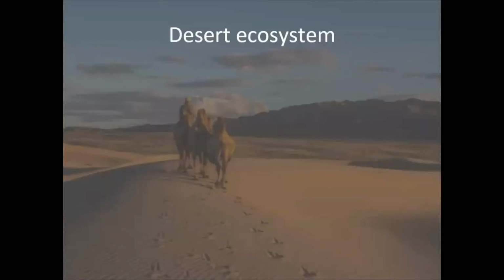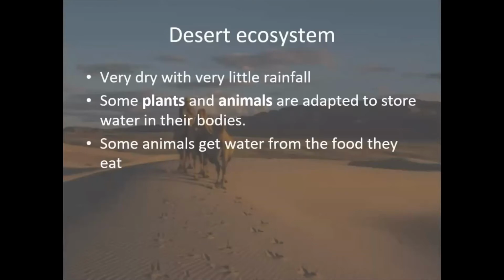So for the desert ecosystem, it's usually very dry. Some plants and animals are adapted to store water in their bodies, and some animals actually get water from the food they eat. So let's look at the next ecosystem now.